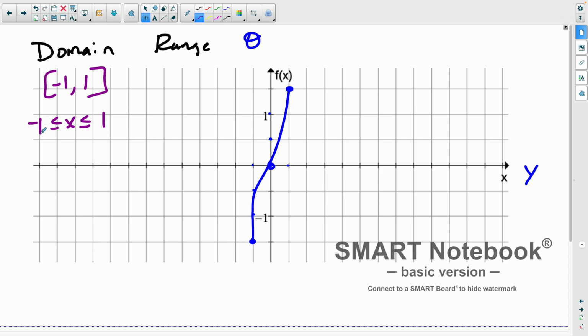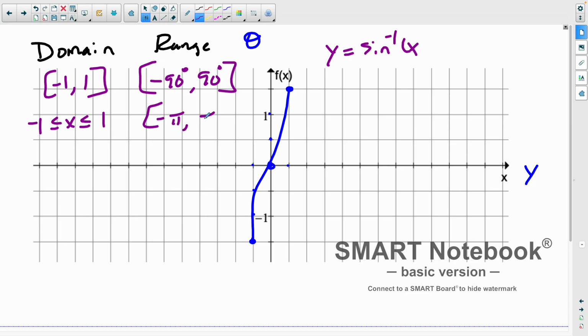So the sine graph, this is the inverse sine. -90 to 90, okay? So -90 to 90 degrees. If we were talking about radians, we'd go -pi to pi. So there's that right there. So that's the inverse sine. So there's my domain and my range for the inverse sine.